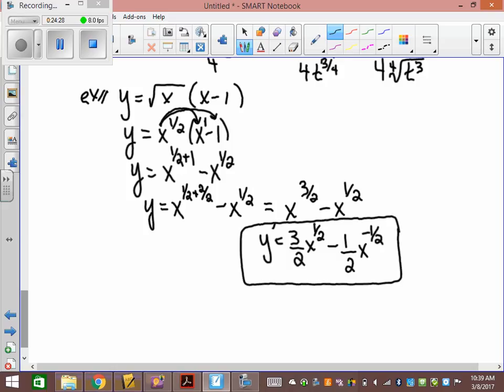Now sometimes, because these are both over 2, what they'll write is they'll write 3x to the half minus x to the negative half all over 2. They can do that as well, because they're both over 2. Okay, what happens if I give you this?